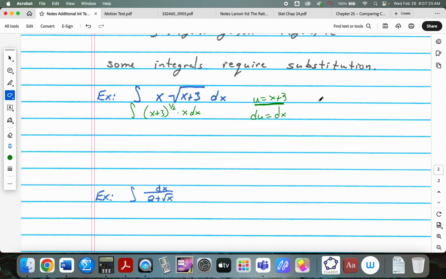Solving that for x just involves subtracting 3 from both sides. So I've got u minus 3 is equal to x. And now I know what I can put in the place of x. So we'll have the integral of u to the 1/2 times, in place of the x, I'm going to put u minus 3, and in place of the dx, we'll put a du.